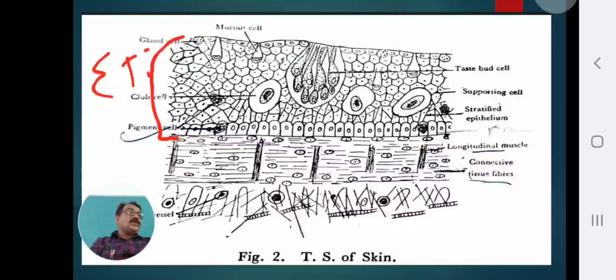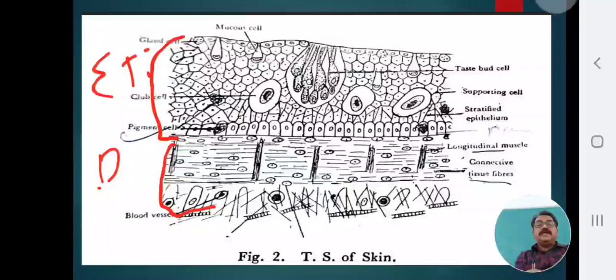One is the stratum spongiosum, which is loose elastic connective tissue. Loose elastic connective tissue, longitudinal, called the stratum spongiosum, and the second is the stratum compactum. These are the dermis layers. See in this figure, D is the dermis and E is the epidermis.